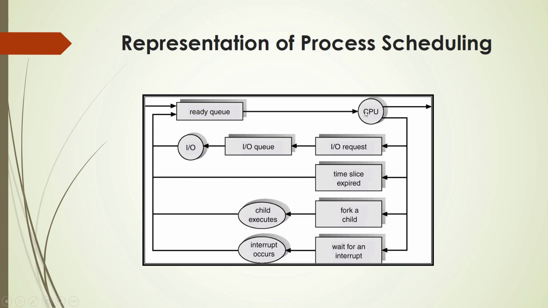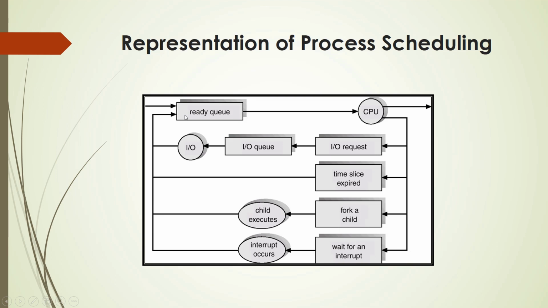Also there is a possibility of interrupt. When the process is executing in the CPU, there may be an interrupt from the operating system. So in that case, the last option, wait for interrupt: the process will be taken from the CPU and it will wait for the interrupt to finish. When the interrupt routine or interrupt program has finished its execution, then it will go back to the Ready queue and again wait for its chance.